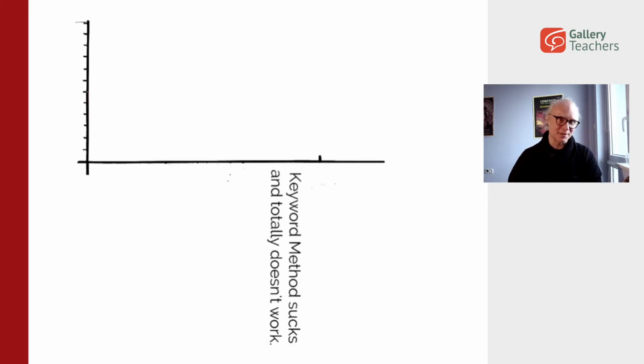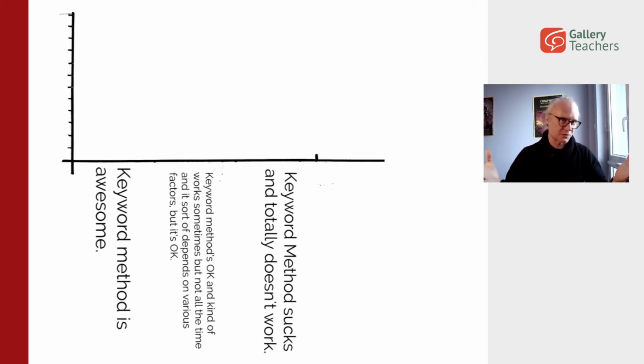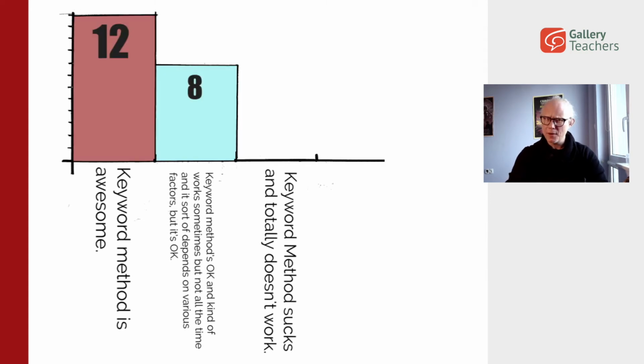Category 1, keyword method sucks and totally doesn't work. Category 2, keyword method's okay and kind of works sometimes but not all the time, and it sort of depends on various factors, but it's okay. And category 3, keyword method is awesome. Okay, and the results? Totally solid. Out of the 20 studies performed on the keyword method over the years, 8 had mixed results. 12 yielded only positive results. Okay, how's your maths? Yep, you got it. None of them found solely negative results. It seems that visuals are really effective when it comes to learning new vocabulary.